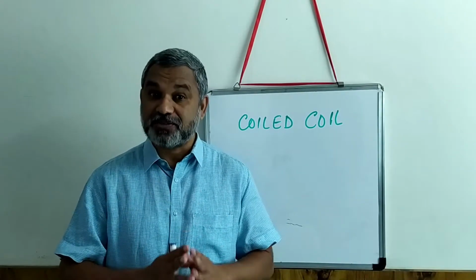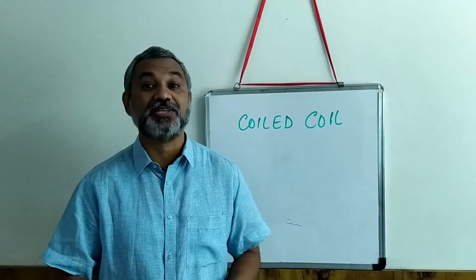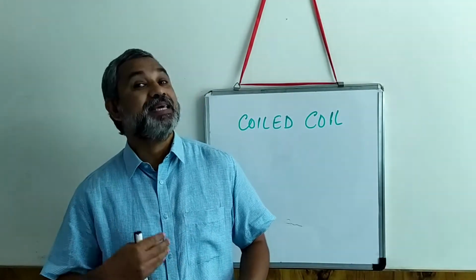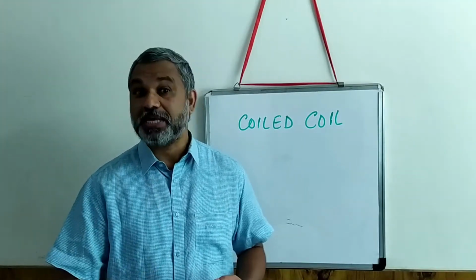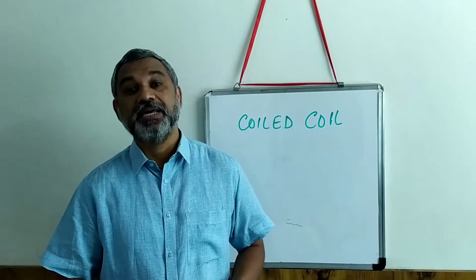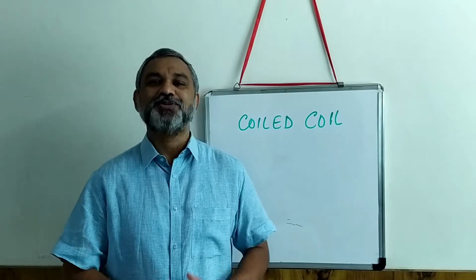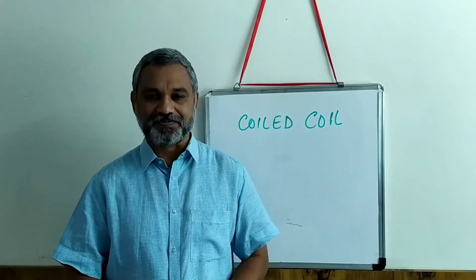We will learn first of all about how the alpha helical structure is formed. Then we will learn about the concept of coiled coil. We will be talking about the leucine zipper. Then we will talk about the main functions of this leucine zipper. So these are going to be the broad outline of this particular session.